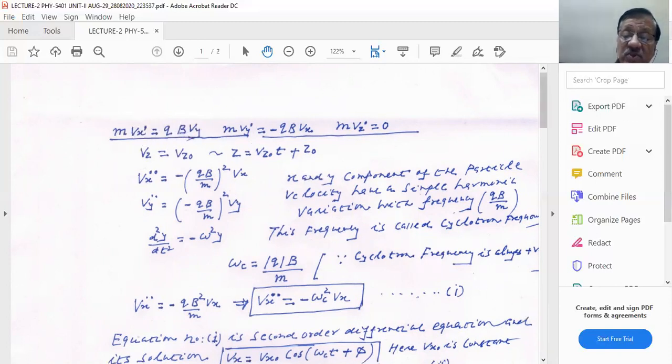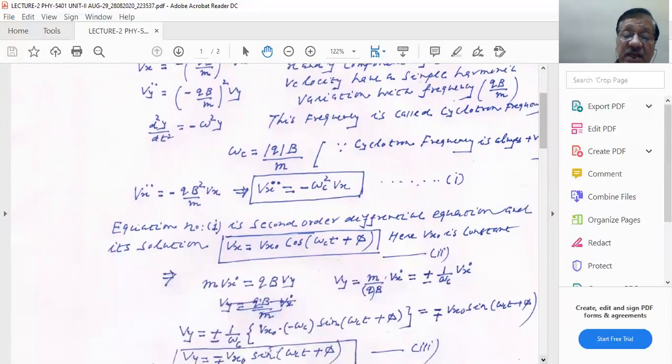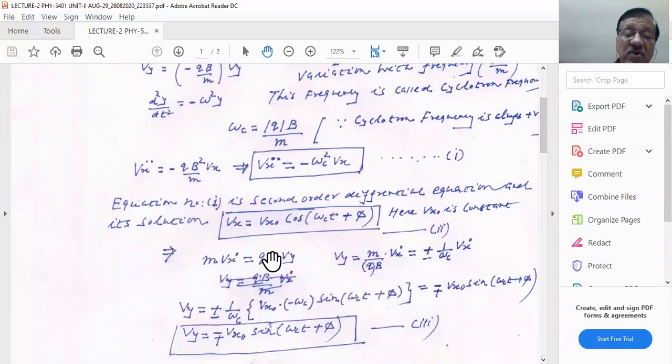So this equation you please remember, and now I can write it down as m Vx dot equal to q B Vy, so I can make Vy the subject. So Vy equals m divided by qB into Vx dot, and for m by qB, please remember, I am writing a plus or minus sign here. Cyclotron frequency is always positive, but we should consider the sign convention. This is very important. You have an electron, you have an ion. Cyclotron frequency you write positive, so here I am writing plus or minus sign.